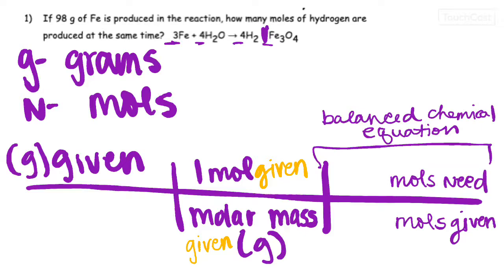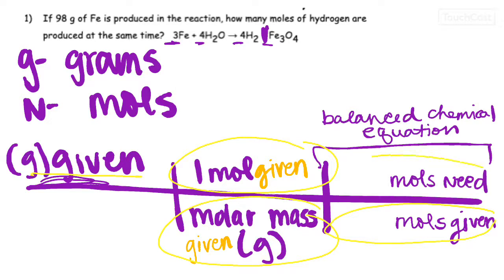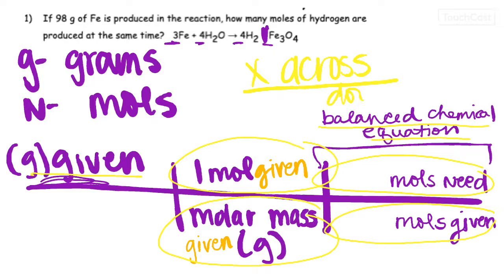But if you plug things in, you start with your given. You then use your molar mass of given, because your molar mass is in grams per 1 mole. We end up with moles of given. You then plug in moles of given and moles of need from your balanced chemical equation. And you're going to multiply across and divide down. Remember to put everything in parentheses.